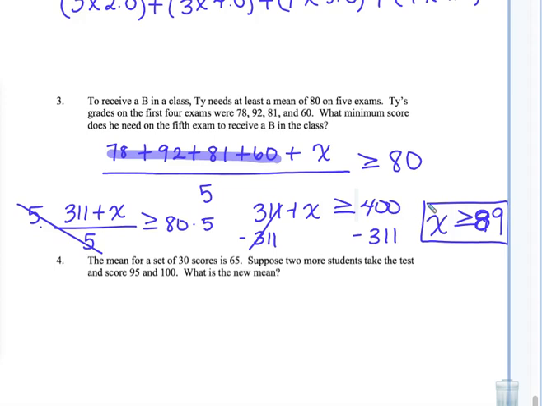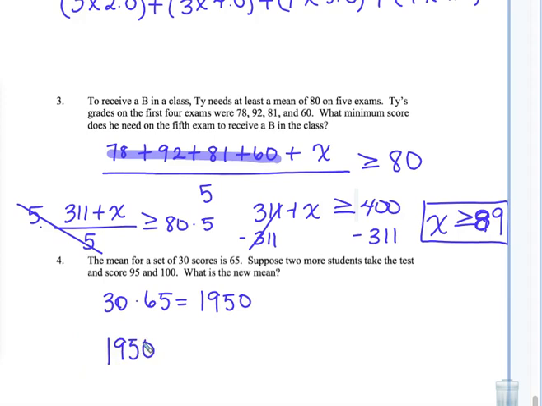All right, number 4. The mean for a set of 30 scores is 65. Suppose 2 more students take the test and score 95 and 100. What is the new mean? So again, we're still doing an average. When they averaged the first 30 tests, we had a 65. So what I need to add those other tests in is I need to know how many points those first 30 tests added up to. So I'm going to do 30 times 65 to get that those 30 tests, before it was divided by 30, added up to 1,950.